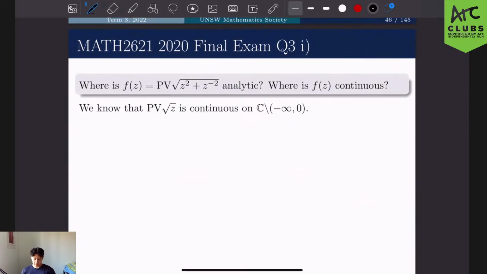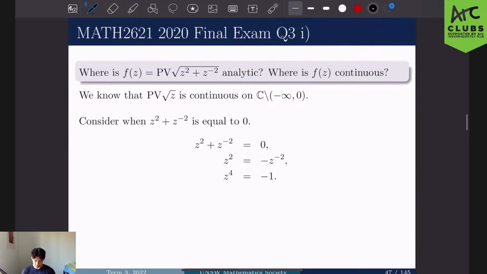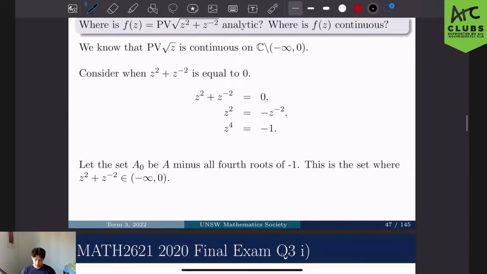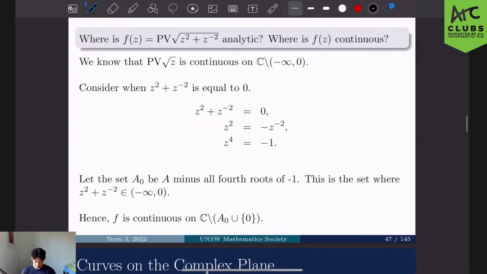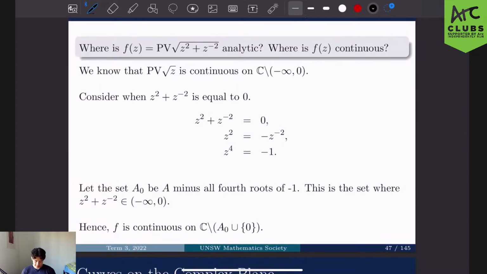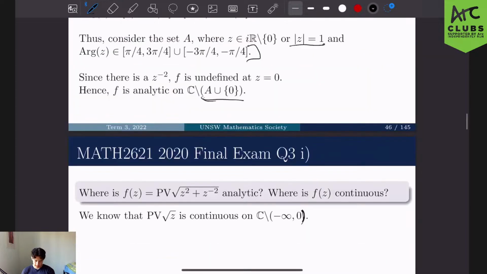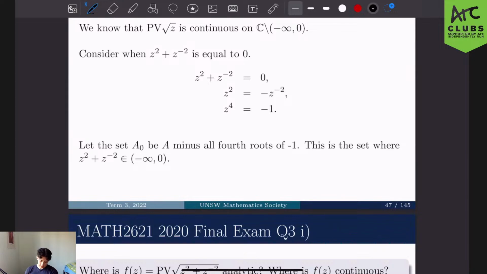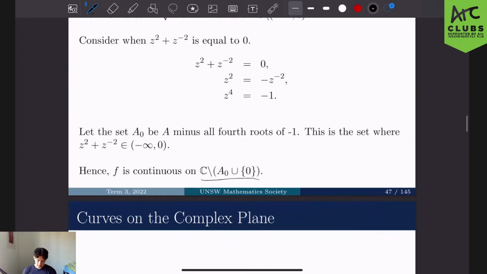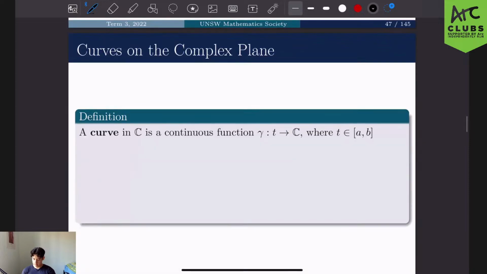Alright, and similarly for continuous, the only difference here is that we now can include 0, so we'll just find out where it is equal to 0. We'll just do some simple rearranging here. z to the 4 equals -1. Find the solutions for that. Okay, so basically the answer for this is the same as the set A that we defined here, except we subtract the values of 0, because we don't want to remove them from our set since it will be continuous at 0. So that just leaves us with that. Hopefully that will make sense.